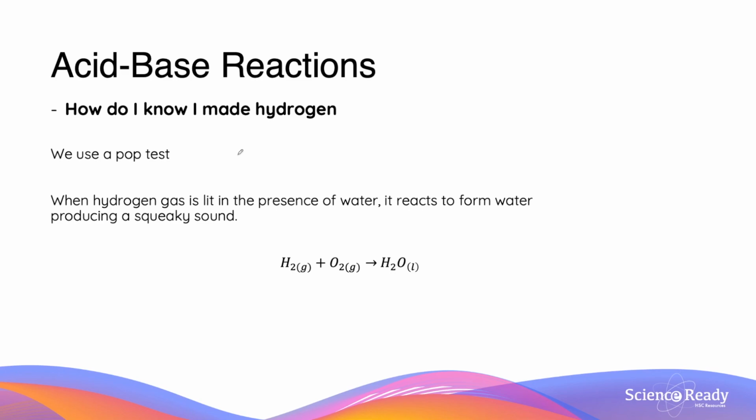So how do I know that I made hydrogen? Well, we're going to use what we call a pop test. So when the hydrogen gas is lit in the presence of oxygen, it's going to react to form water to produce a squeaky sound. So when we're doing our reaction, we might cover it with an upside down test tube and let the hydrogen fume into that test tube. Then we're going to light it up with our match, and if we see a pop, this is what's going to happen. We know that we have hydrogen because we form water.